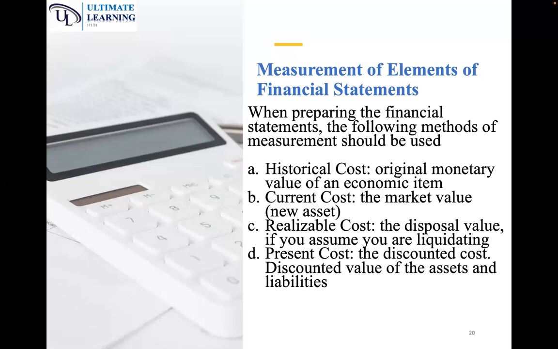The second costing measure that can be used is current cost. So current cost is today's market value of a new asset. For example, if you go to the market today to buy new chairs or new furniture, what you pay for the new chair is what we call current cost.